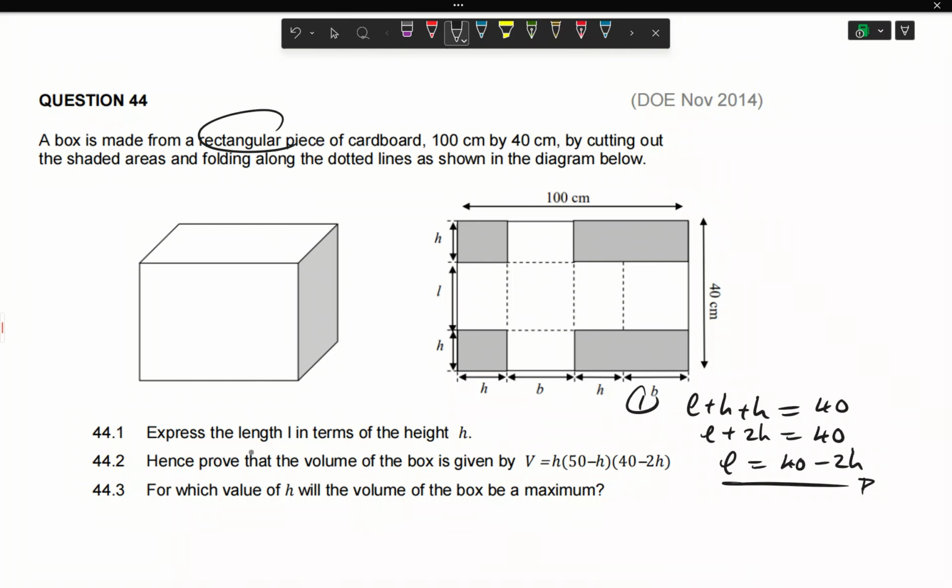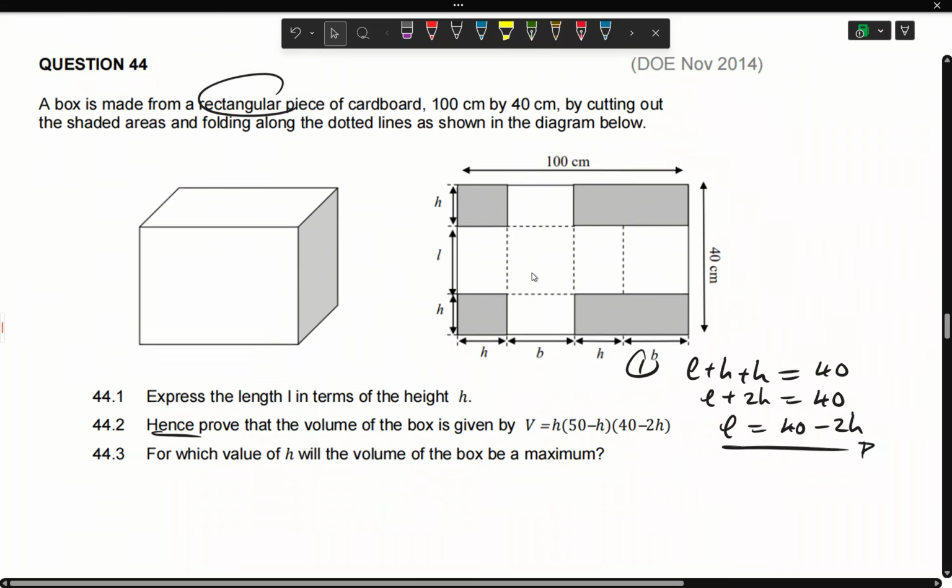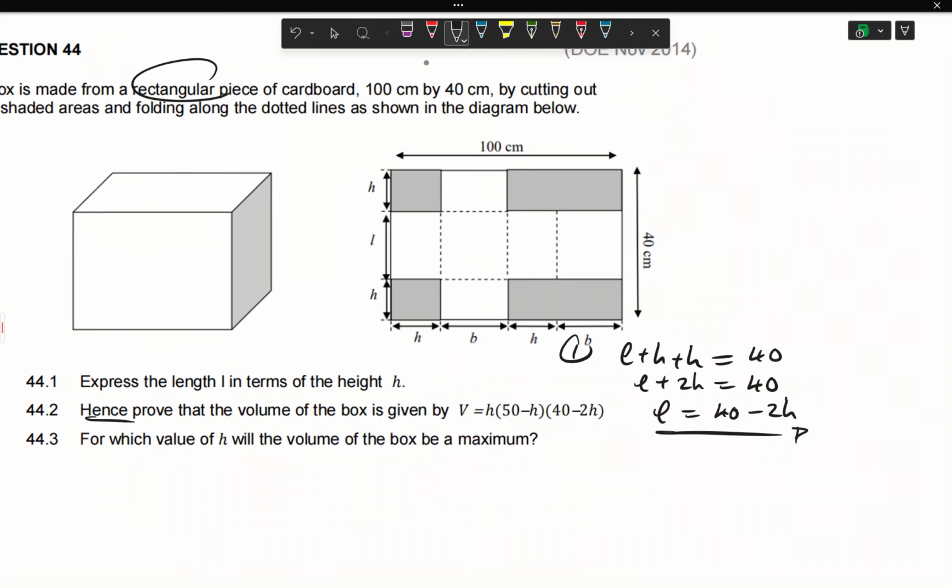Hence prove that, when they say hence, it means there is a connection between the last question and the next question. So prove that the volume of the box is given by that. So the volume of any shape, you remember, guys, is the area of the base times the height. So the volume is just the length times breadth times the height. So the volume is going to be the length. You can take this one is the 100 there. But if you have to check, you have h, b, h there.